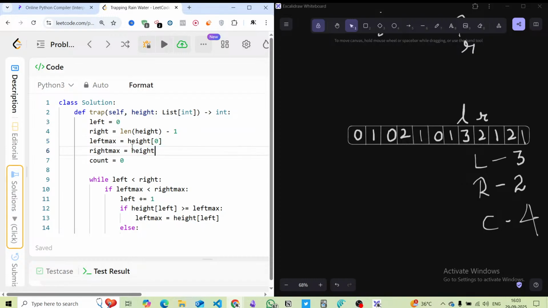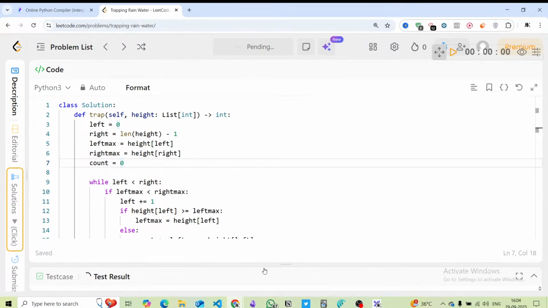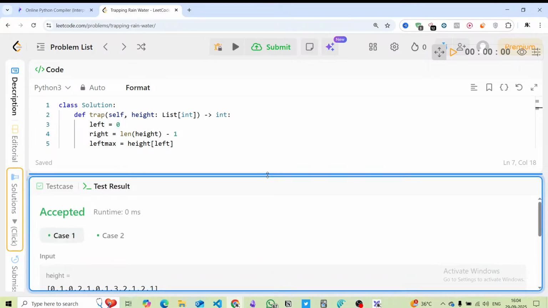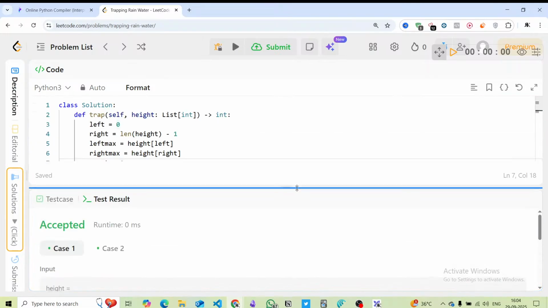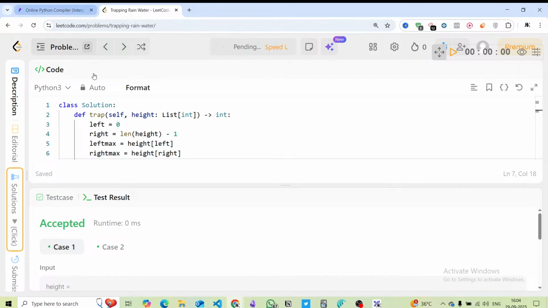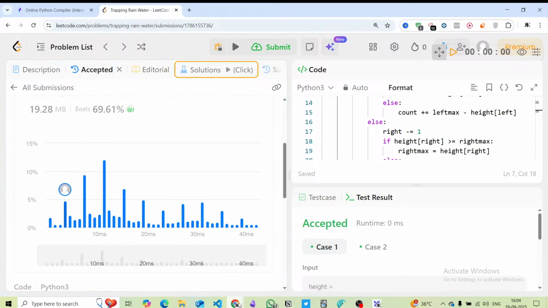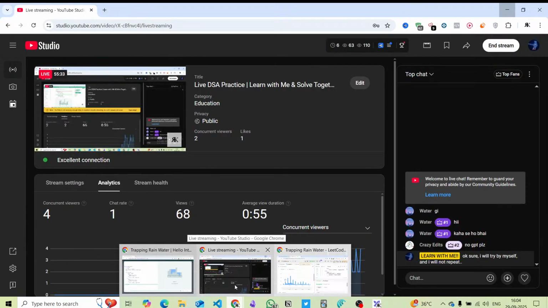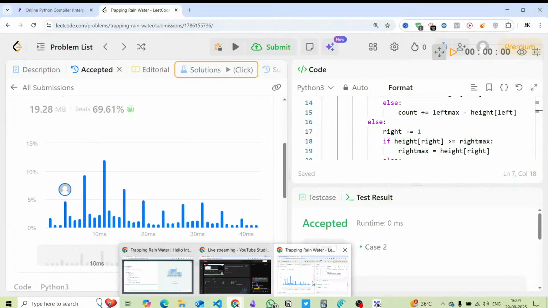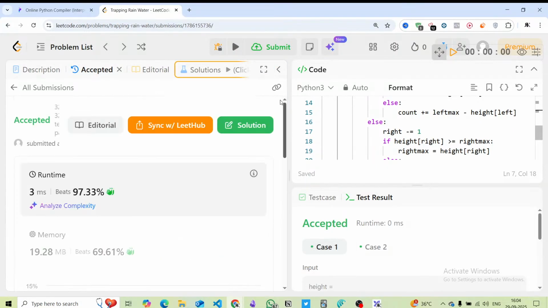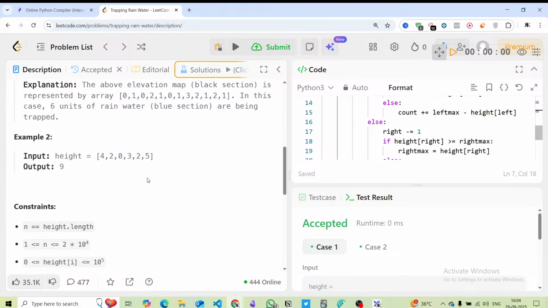Then height of, yeah, I think it will work now. Yeah, okay. So it worked. If you guys have any other solution better than this, you can post it in the comment section, so I and others can also learn from your answers. This is one of the hardest problems we solved today.